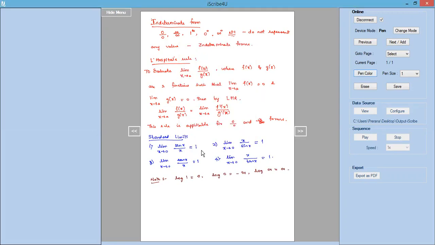Next, we will go to the indeterminate forms of the type 0 power 0, infinity power 0, and 1 power infinity. Indeterminate forms.